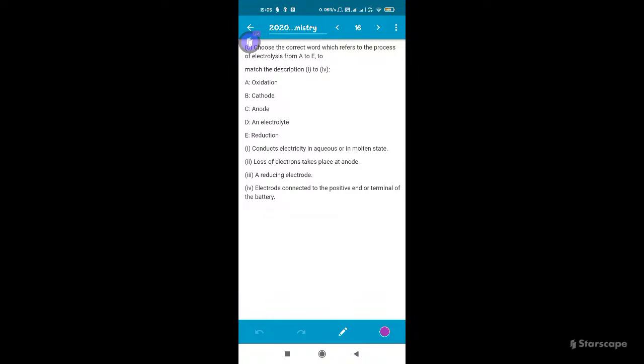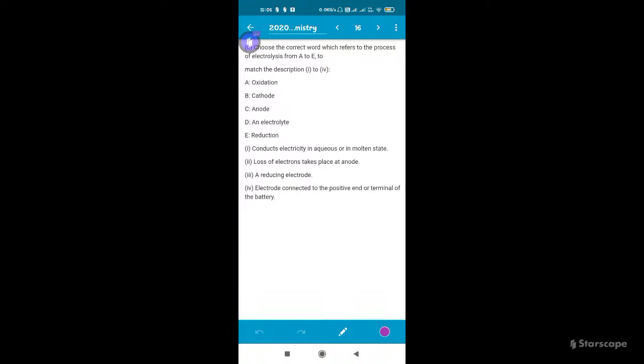Choose the correct word which refers to the process of electrolysis from A to E to match the descriptions from 1 to 4. So you have 4 questions and then you have 5 options. You have to choose the correct answer and write it in the space provided. So very easy. Even in chemistry and biology, most of the questions are MCQ based, where only 1 mark is given for 1 question. So you're not losing a lot of marks even if you're forgetting something. And moreover, it's very easy because the questions which are asked are not in depth. Most of the questions are basic, direct questions. So easily in chemistry and biology you will be able to get a lot of marks.